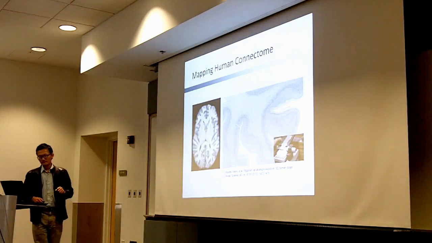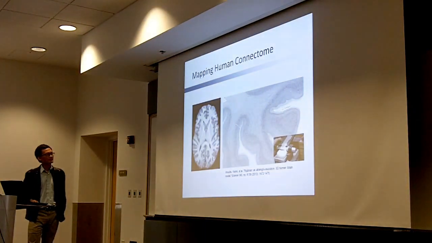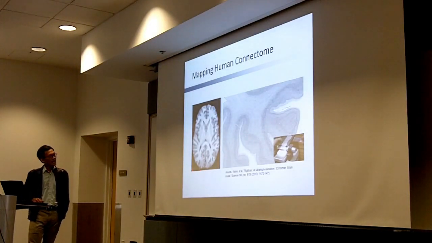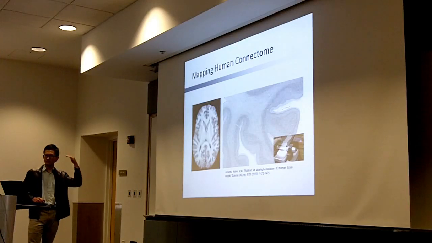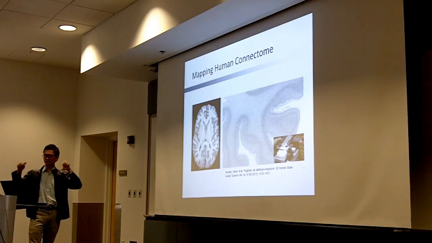No. So, a brief introduction on mapping the human connectome. This slide just shows how challenging it is. On the left-hand side is an MR image of a human brain, cutting an axial slice. It's a T1 weighted image, so the white regions are where the axons connect between brain areas.